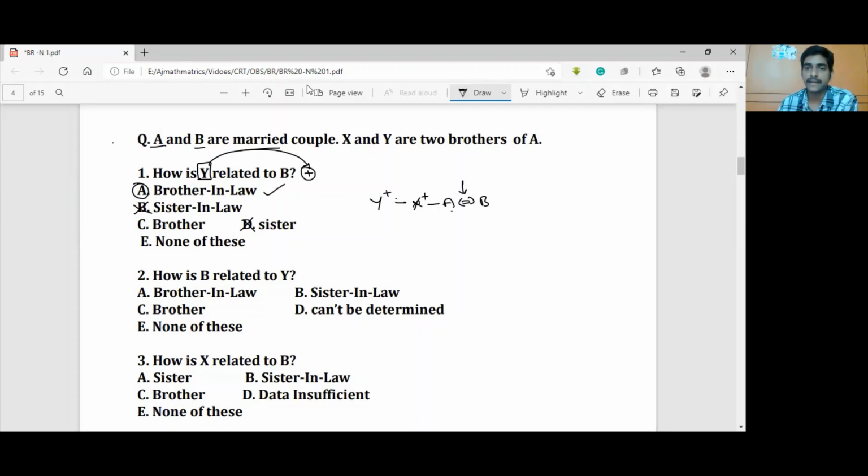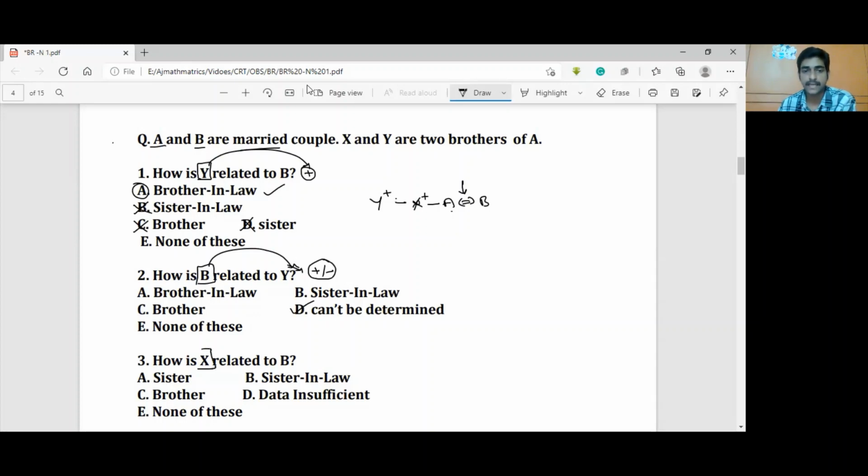We don't have a direct relation between Y and B like X and Y, so brother will not be the answer. The answer for the question is brother-in-law. Next, how is B related to Y? This answer depends on the gender of B. As we don't know the gender of B, it can be either male or female. So the answer for the question is cannot be determined.